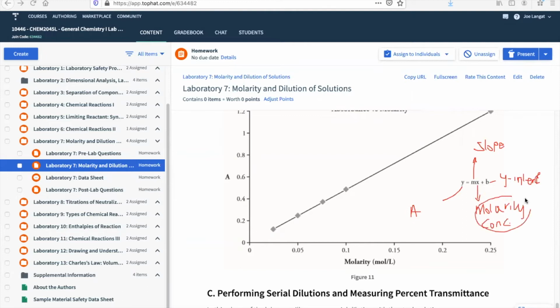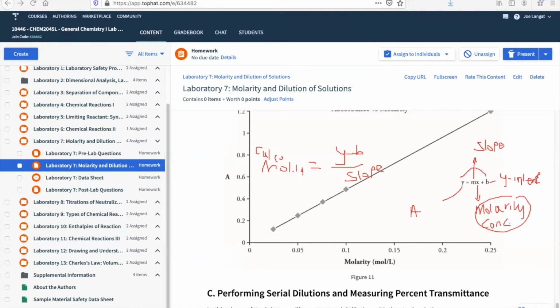You rearrange the equation, take x to the other side. That means it's going to be y minus b over the slope, to get the calculated molarity. We'll come back to this. Let me go back to part B.